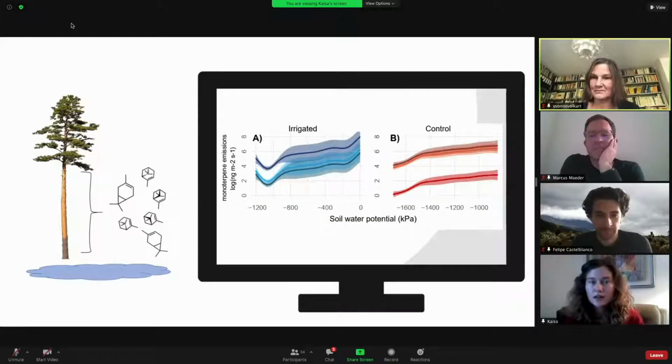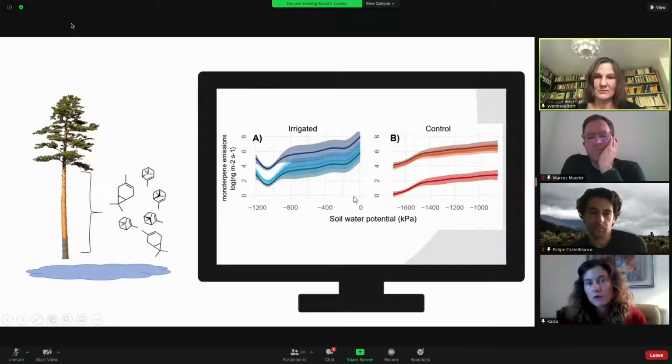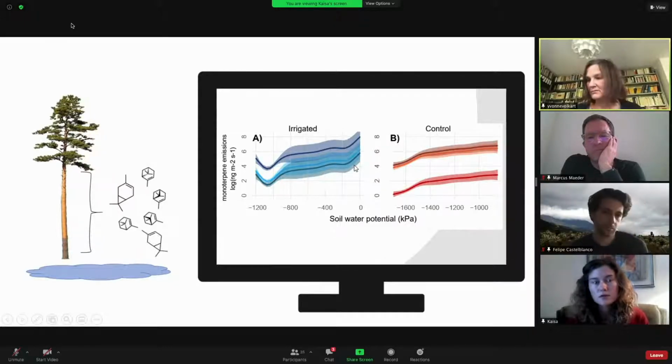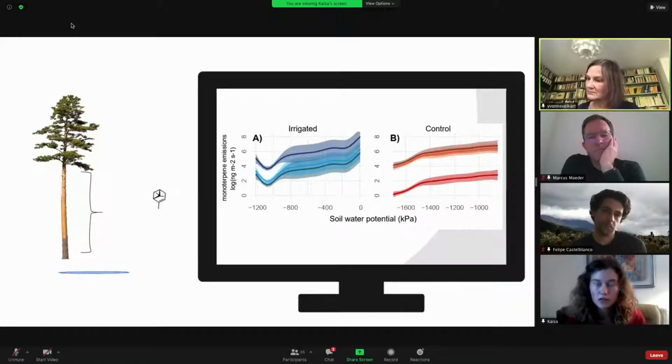Now, the second finding was that we were interested in seeing how drought affects these emissions, since we were in these drought-prone forests. We saw that when there is a lot of water in the soil, when the soil water potential is close to zero, there are more emissions, but when the soil water content decreases, the emissions from the stems decrease.